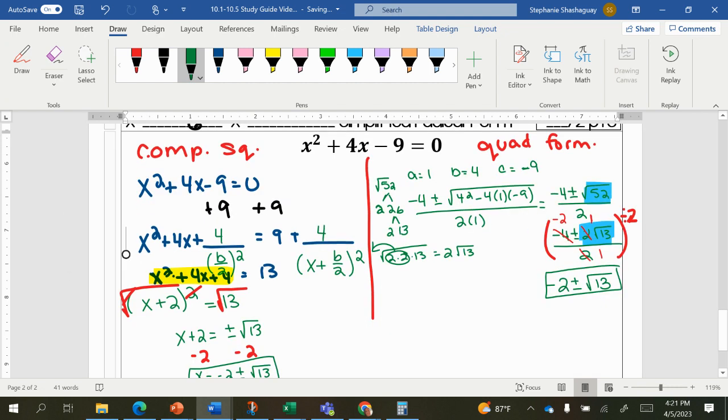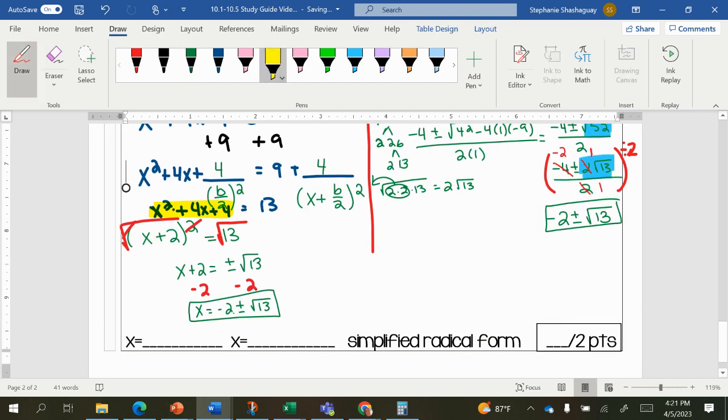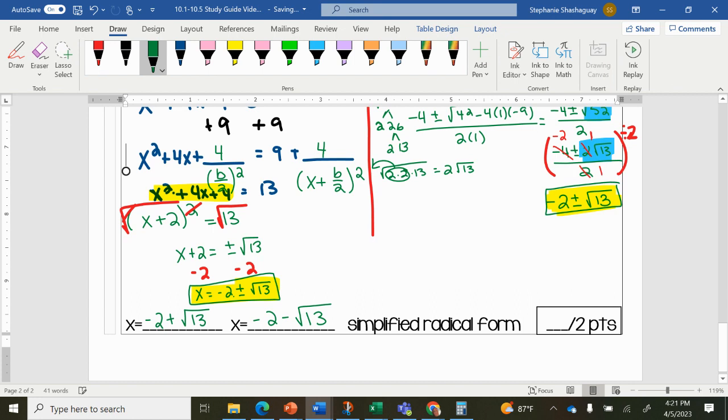Now you'll notice that both methods resulted in the same answer. So my answer would be negative 2 plus the square root of 13 and negative 2 minus the square root of 13. All right, that is it for what you need to know for the study guide to be prepared for the test tomorrow.